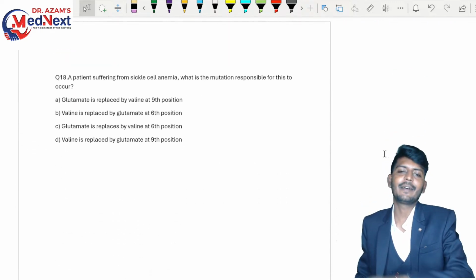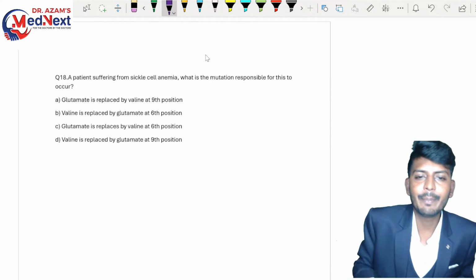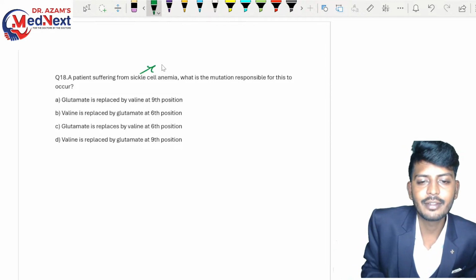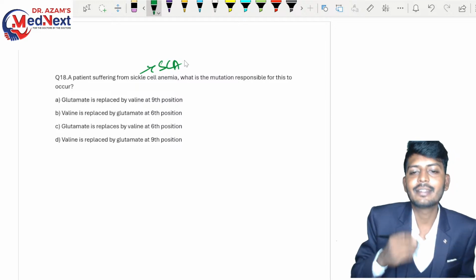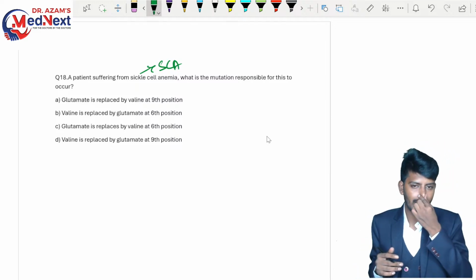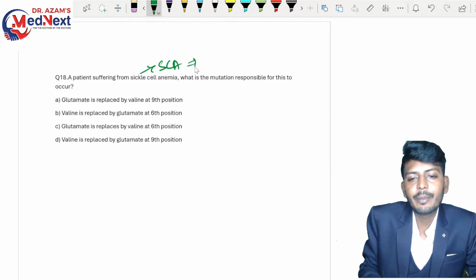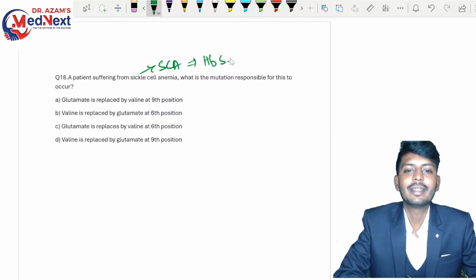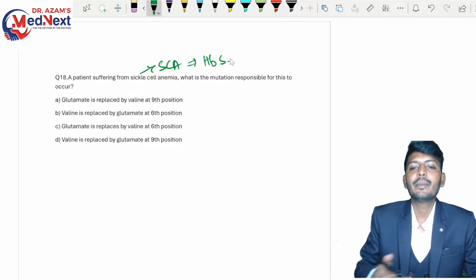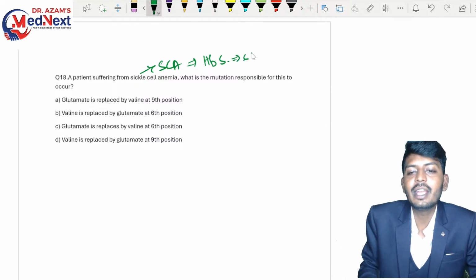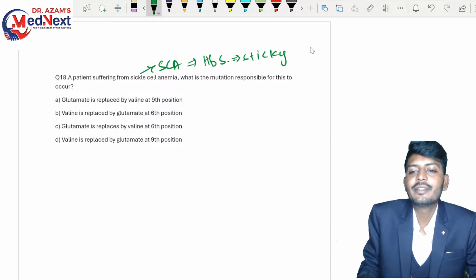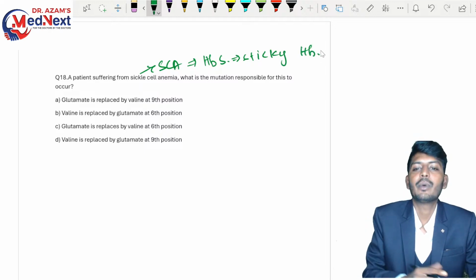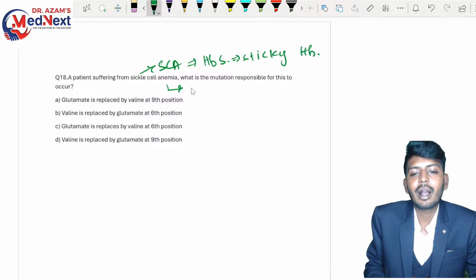A patient is suffering from sickle cell anemia. Very important question. In sickle cell anemia, what is the mutation? Okay. So in sickle cell anemia, the type of hemoglobin you are going to find is HbS, bacho. Sickle hemoglobin, also called sticky hemoglobin. Sickle cell anemia occurs due to a point mutation.